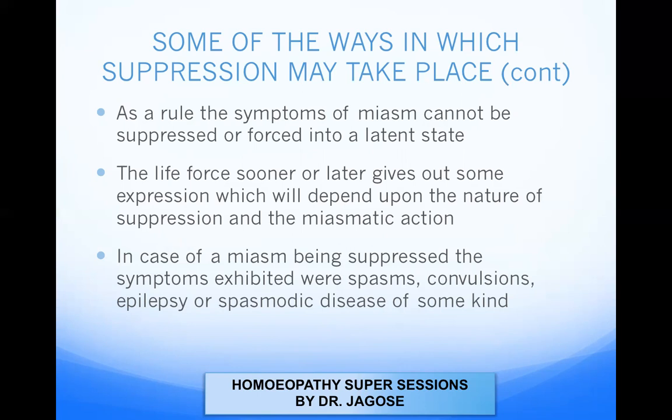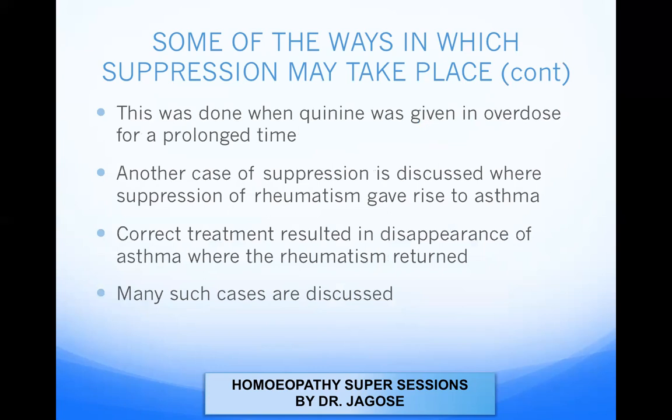In a case of miasm being suppressed, the symptom exhibited was spasms, convulsions, epilepsy, or spasmodic disease of some kind. Dr. J.H. Allen says that with reference to the psychotic miasm, when it was suppressed, it was exhibited by spasms, convulsions, epilepsy, or other spasmodic disease of some kind. This was seen when quinine was given in overdose for a prolonged time. So quinine, a drug given in large physiological doses over a prolonged period, could cause this.